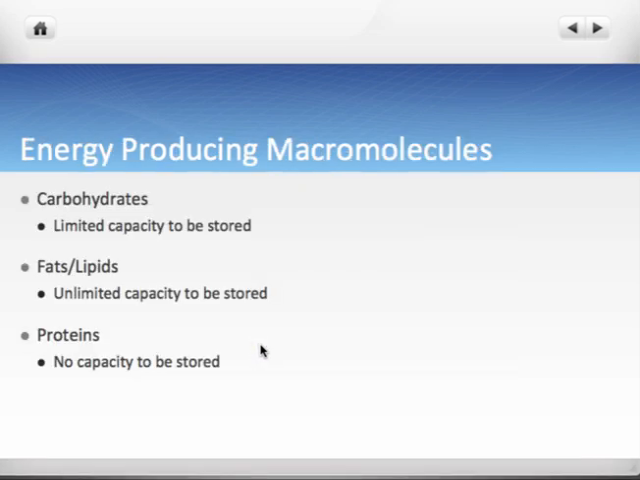The energy-yielding macromolecules. So the three that we just talked about were carbohydrates, fats and lipids, and proteins. The storage capabilities of all of those: carbohydrates have limited capacity to be stored, fats and lipids are able to be stored unlimitedly, and proteins cannot be stored at all. So hopefully from our previous activities you guys are familiar with that. If not, go look at how they're stored, how like fats can be branched and all that, and hopefully it'll start making a little bit more sense.